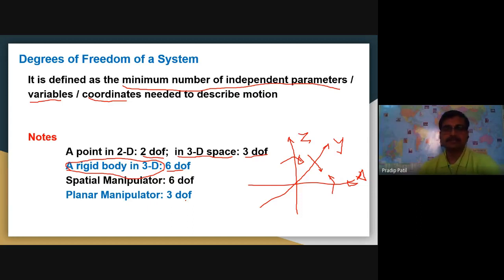Like the very common robotic application or mechanism you might have used in your first year of engineering, that is your drafter. So the drafter is a planar manipulator, and if you loosen the knob, that knob provides rotation about the z-axis, and the linkage will provide a translation in x and translation in y. So that was a planar manipulator.